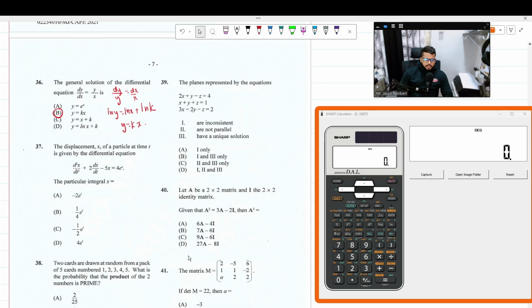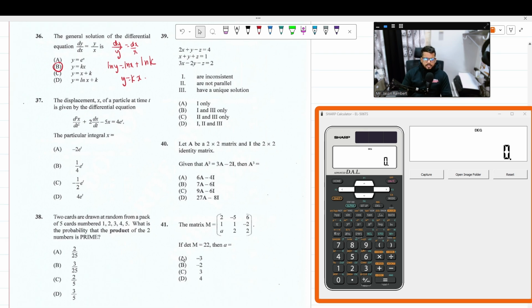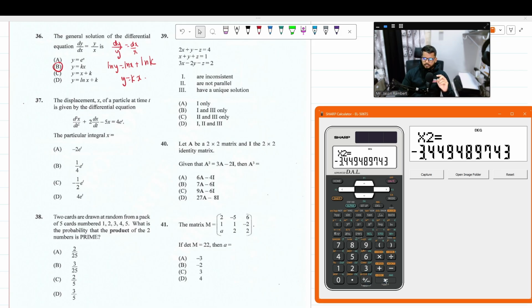The displacement x of a particle at time t is given by the differential equation. The particular integral x is equal to... Alright, so the auxiliary equation: let's make sure we're not getting e to the power of t as a solution, that 1 is not a solution of the auxiliary equation. 1 squared plus 2 minus 5. Good, I'm safe.